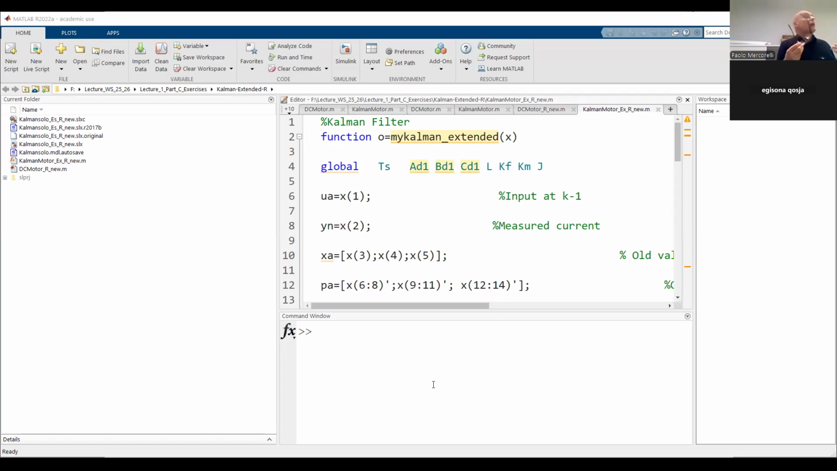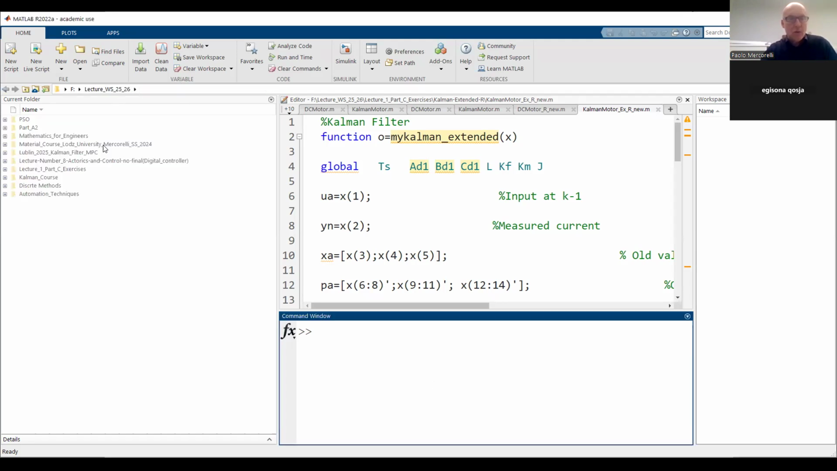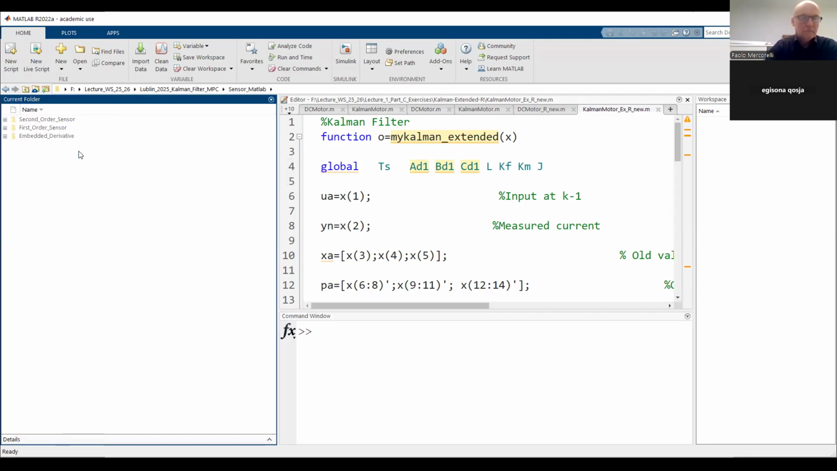What is difficult? The Jacobian, the model? No, it's okay. I will repeat a little bit now. Exactly. Let me see where I have to go. One second.